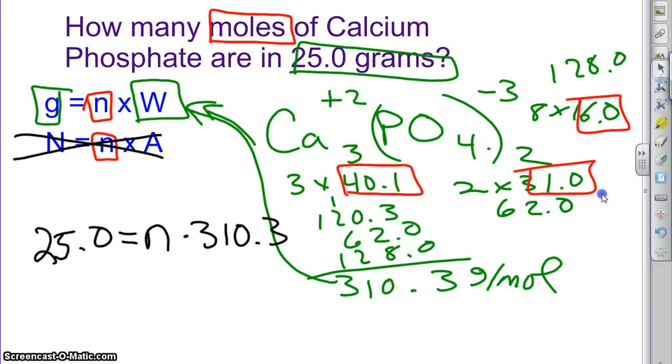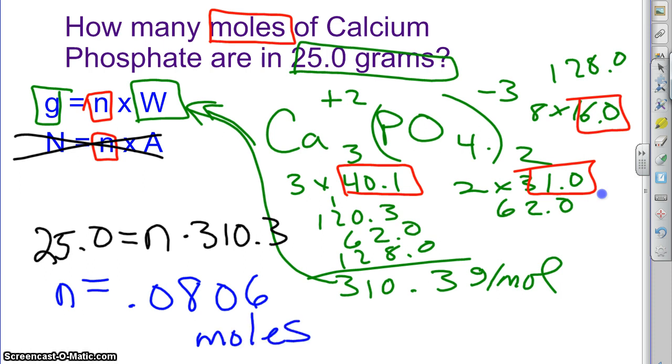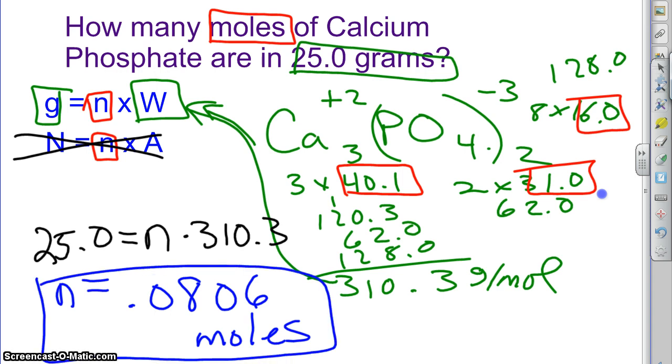And we do in fact get an answer of 0.080567, which I will round to 0.0806 to keep 3 significant digits. The unit is moles. It is not N. N equals blah blah blah, but you would not say blah blah blah N. So N equals 0.0806 moles. So that would be how you would do a problem like that.